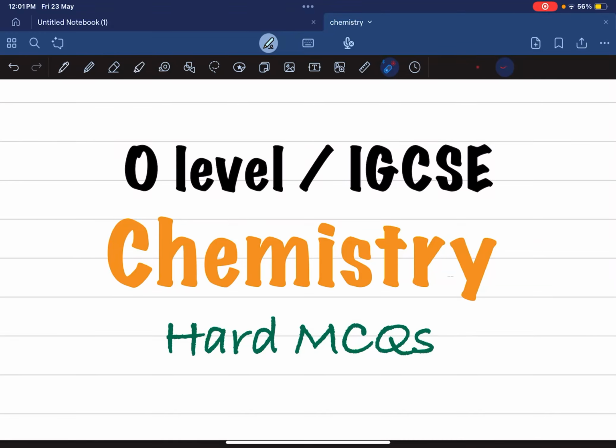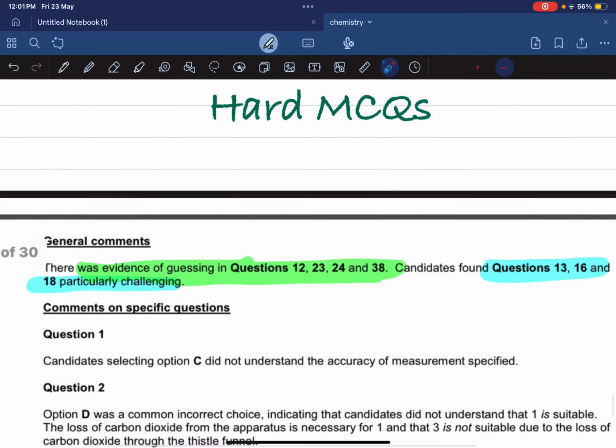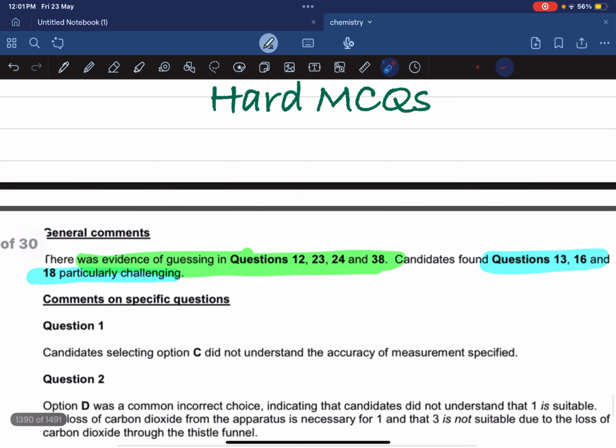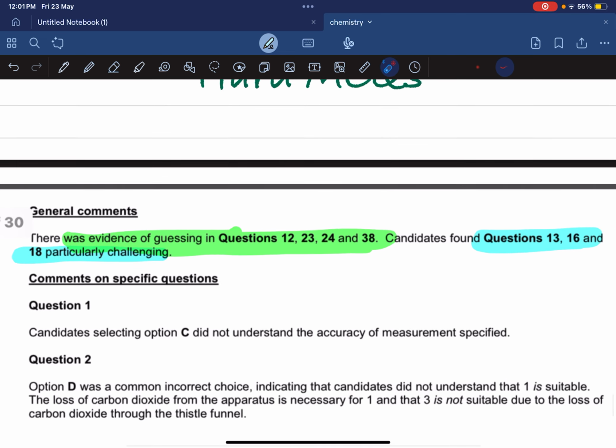So hi, today we are going to be starting with O-levels or IGCSE chemistry hard MCQs. After every year, the examiner publishes a report, and I am sure you must be aware of that. According to that report, we know which MCQs were found most difficult by the candidates.